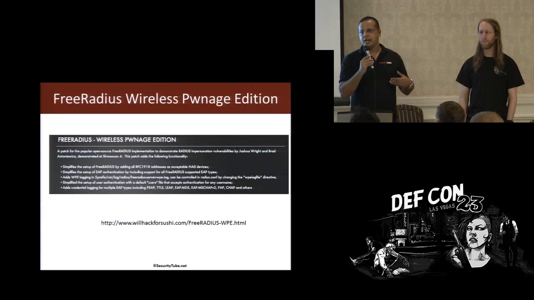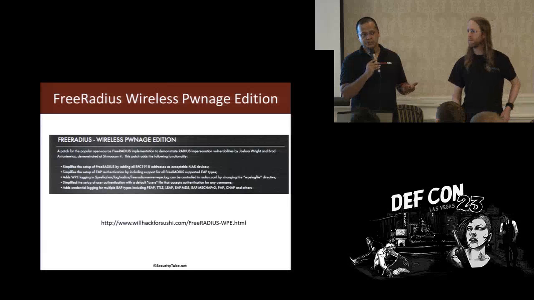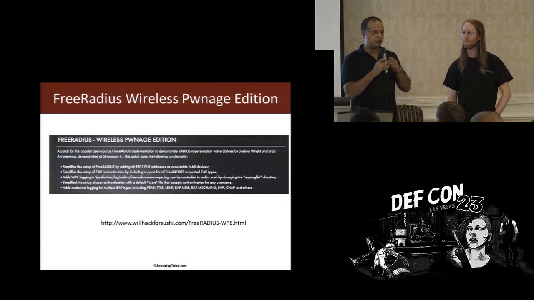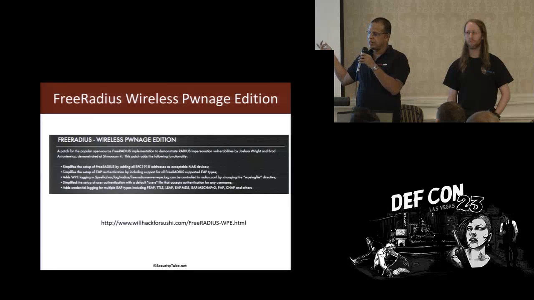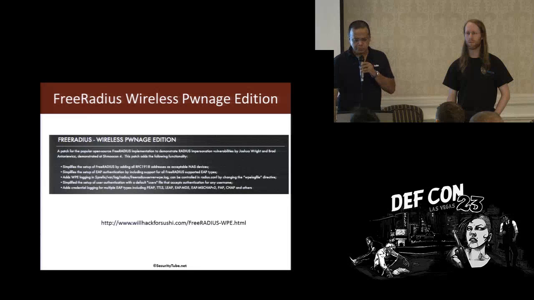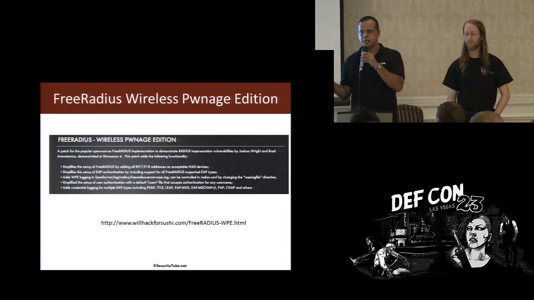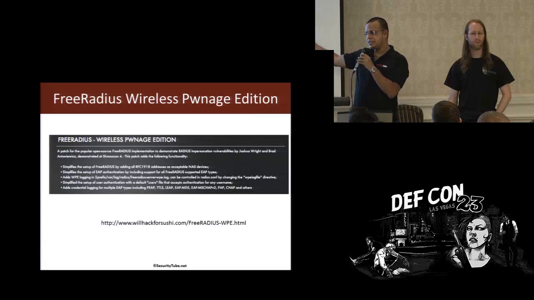Now, when we want to use it for our purposes and create honeypots, we would have to patch the FreeRADIUS server. And that patch, which is available right now, is called the Wireless Pwnage Edition, from Joshua Wright. Now, what does this patch actually do? Very simply put, it logs things like the MSCHAPv2 challenge responses and a lot of other inner authentication details which go in the tunnel which we create, so that we can pick these inner auth details and then start cracking them.